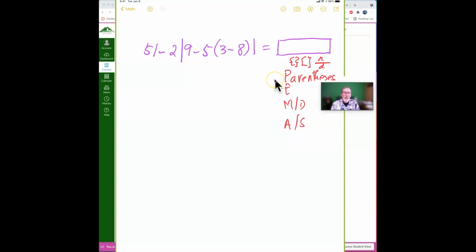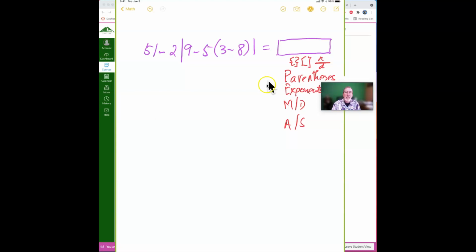And you work in this order. So what we want to do is count each. We're going to go through this list. Parentheses, exponents, which we don't have yet. Oops. My pen's run out of ink. Okay, exponents.